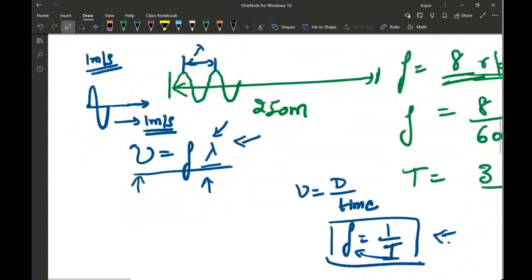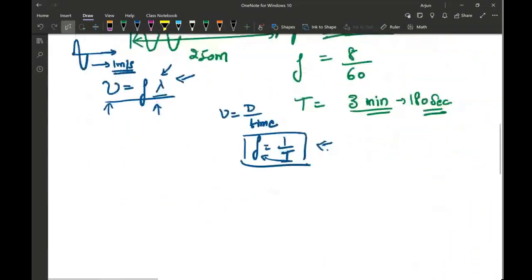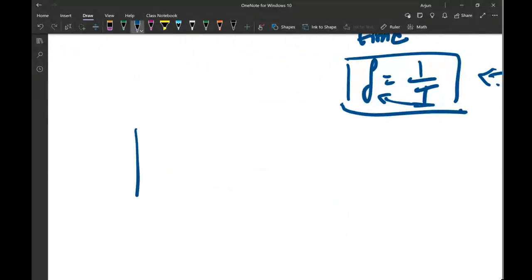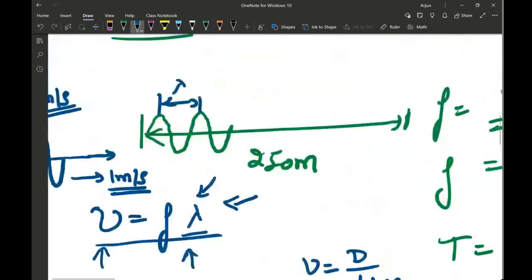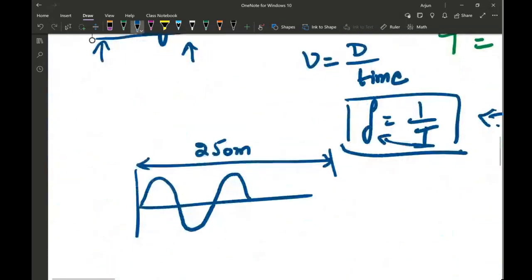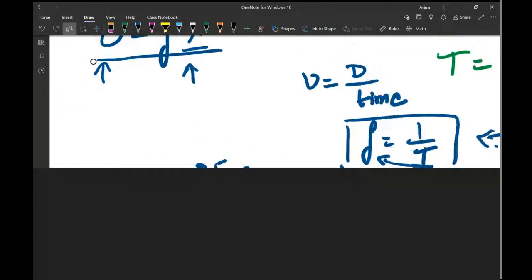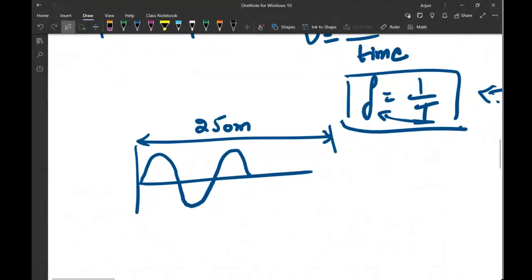Now let's redraw the diagram, otherwise it's going to create a lot of hodgepodge. So this is how it is, and the distance from this point to the shore is 250 meters. Let me recheck the distance. Yes, correct. Now we will try and solve this question.